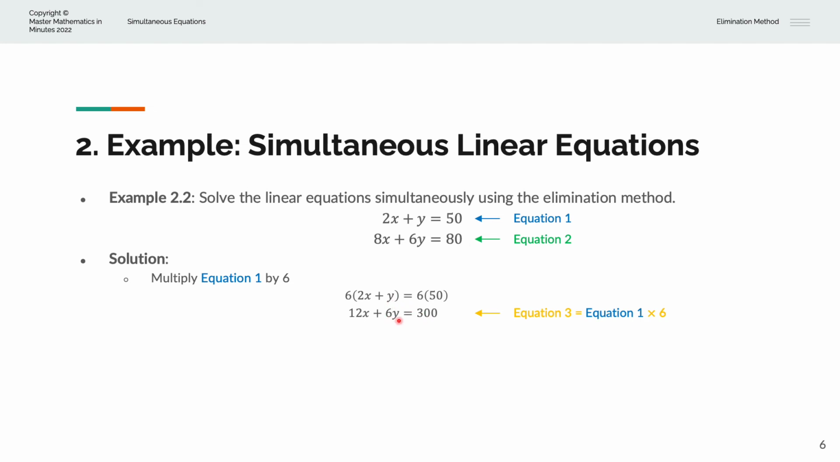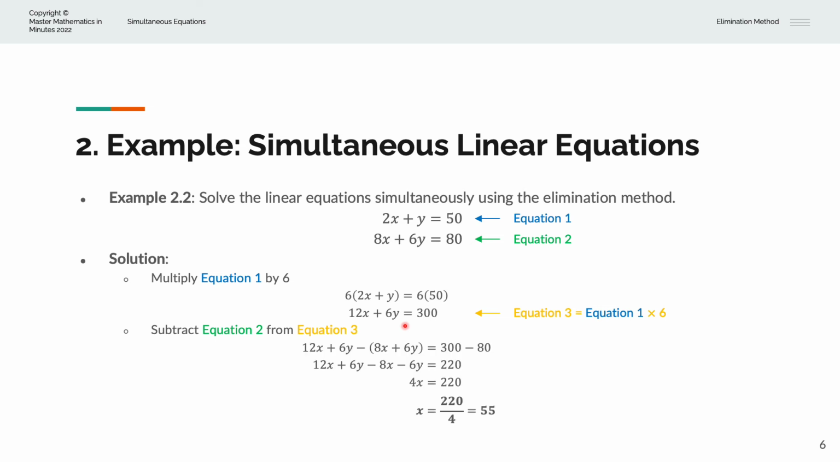So notice that 6y in equation 3 is the same as that 6y in equation 2, so we're able to eliminate that by subtracting one from the other. So we could subtract equation 2 from equation 3. So we have 12x plus 6y copied down from equation 3. And we will minus because we're subtracting the left-hand side of equation 2, which is 8x plus 6y, copied down here, 8x plus 6y. And the right-hand side of equation 3 is 300, and we'll subtract the right-hand side of equation 2, which is 80.